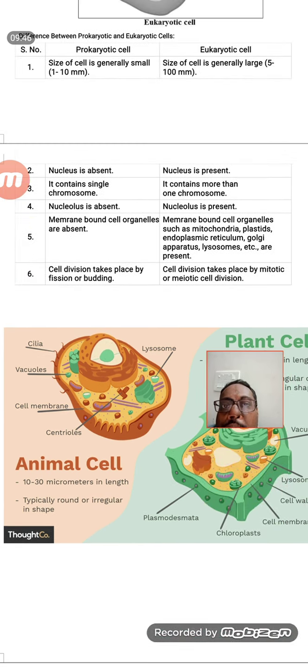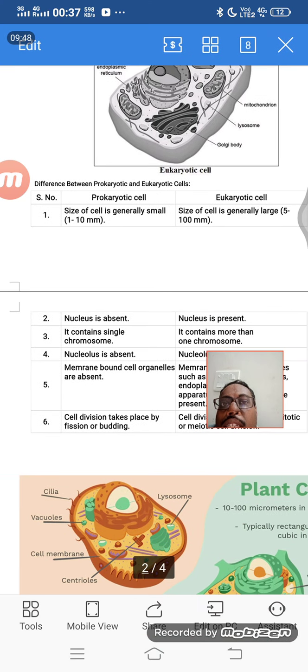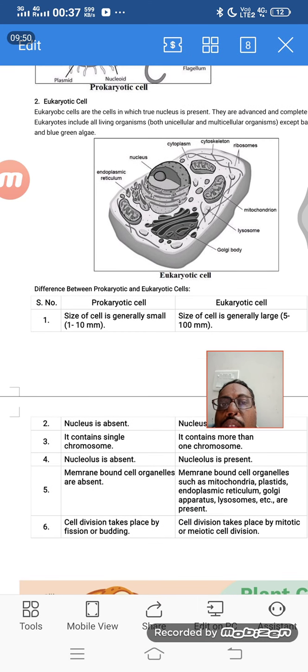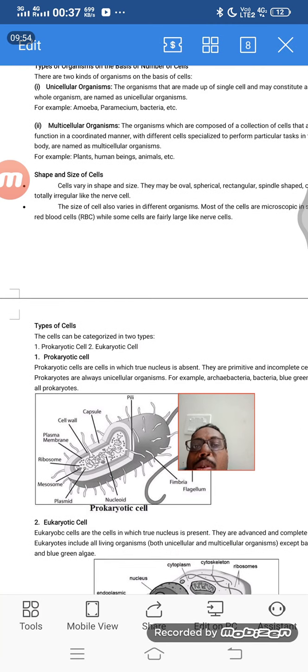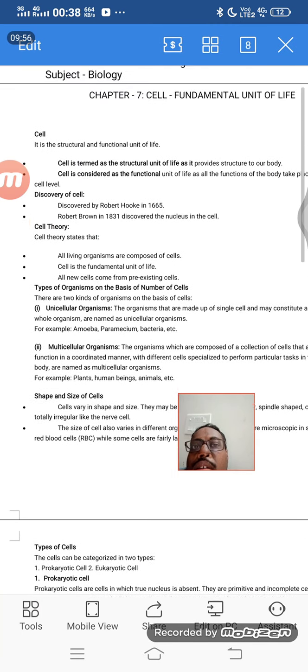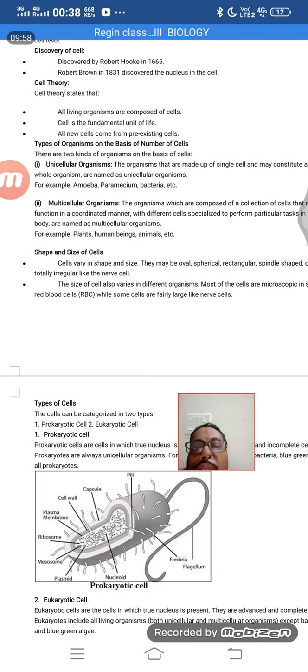So these are the main differences between prokaryotic, eukaryotic, plant cell and animal cell. So please go through this, and if you find any difficulties, let me know.